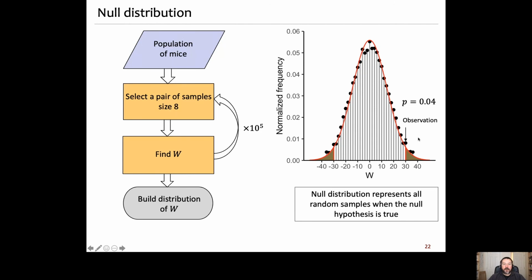We take our observed statistic, which was 30, and put it in the context of the null distribution, cutting tail probabilities on the left and right side, and we find a p-value of 4%, which tells us that we can actually reject the null hypothesis and the change after treatment is real.